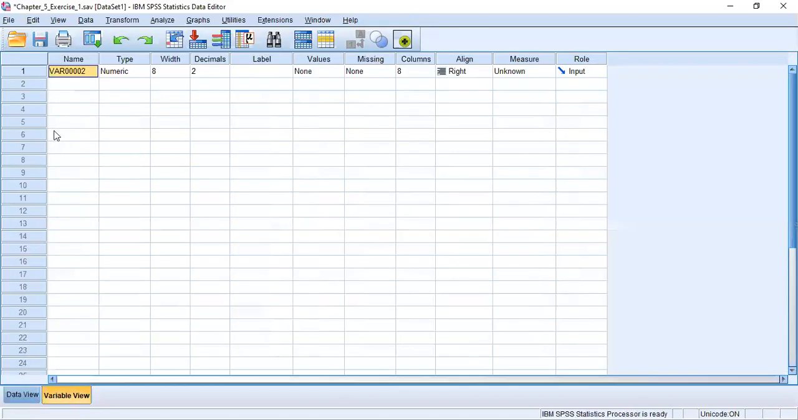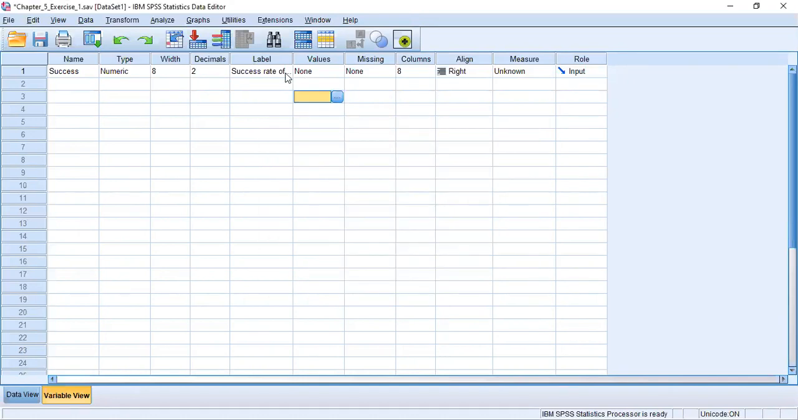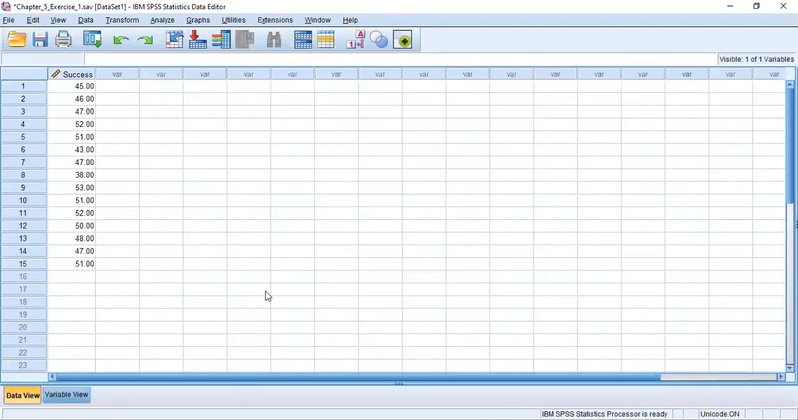Now coming to variable view, this variable has to be renamed. Let's call it success. I'm saying success rate of, that's what we have written over there. And values are actually not required, because when I say 50%, 40%, 35%, it already has a meaning, and therefore the value is not to be mentioned. So this is how the data view is coming. We have defined the variable now.